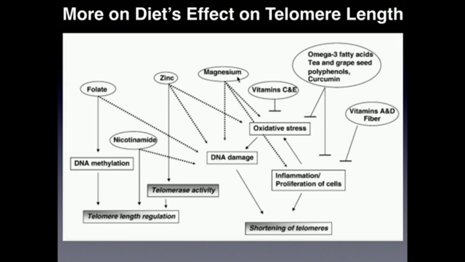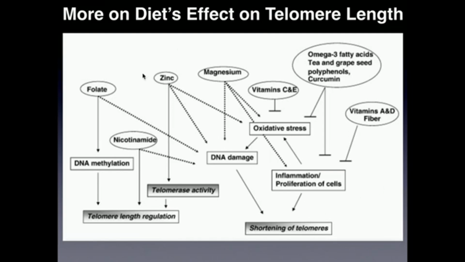And then you can see other minerals such as magnesium. Magnesium slows down DNA damage because DNA has to have magnesium to function. In addition, magnesium is a cofactor for DNA polymerase and RNA polymerase. Zinc is actually a cofactor for RNA polymerase as well. But the main idea here is that we have a lot of dietary factors that play a role in either promoting telomerase activity or telomerase length regulation, which both of those are going to prevent the telomeres from shortening as much, and then other factors which would cause the telomeres to shorten.